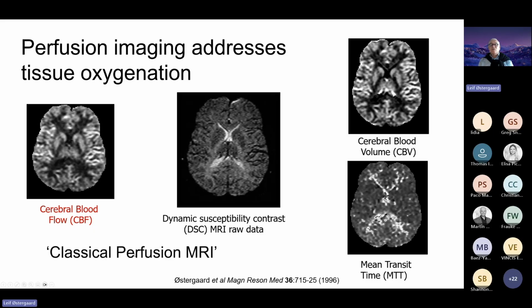So this is what I'll call classical perfusion MRI. Classical means old. You can see how these algorithms I developed actually 30 years ago this year. So it's truly classic.